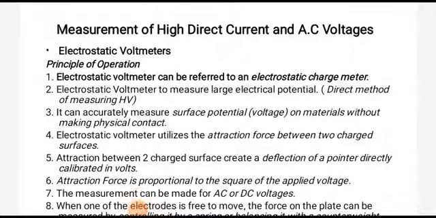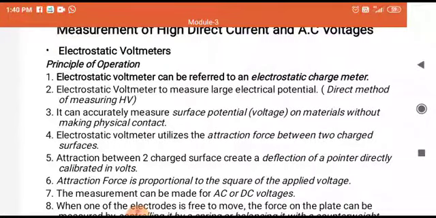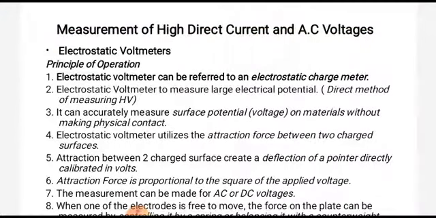So we'll start the measurement of high direct current and AC voltages. In that, I will take the topic electrostatic voltmeters. So the principle of operation. Electrostatic voltmeter is also referred to as electrostatic charge meter. It is used for measurement of very large electrical potential, that is the direct method of measuring HV. It can accurately measure the surface potential on the materials without making physical contact.